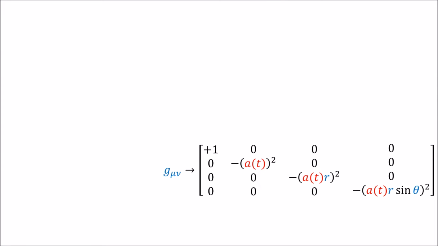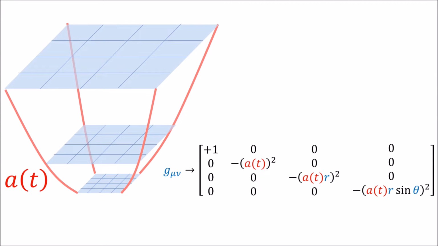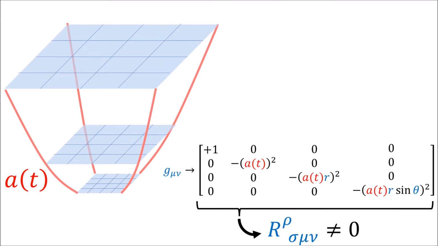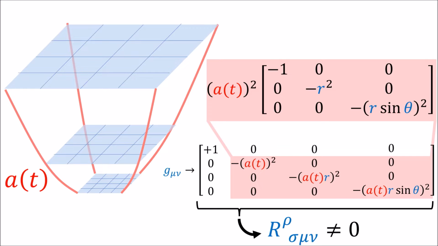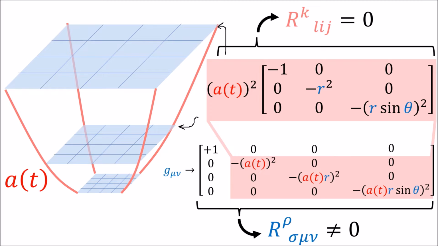So this metric describes a flat space whose scale changes over time according to the scale factor a of t. Taken as a whole, this 4x4 metric represents a curved space-time, described by a non-zero Riemann curvature tensor. But when we look at the 3x3 spatial part of the metric at a given instant of time, this 3x3 metric represents a flat space, with a spatial Riemann curvature tensor that equals 0.